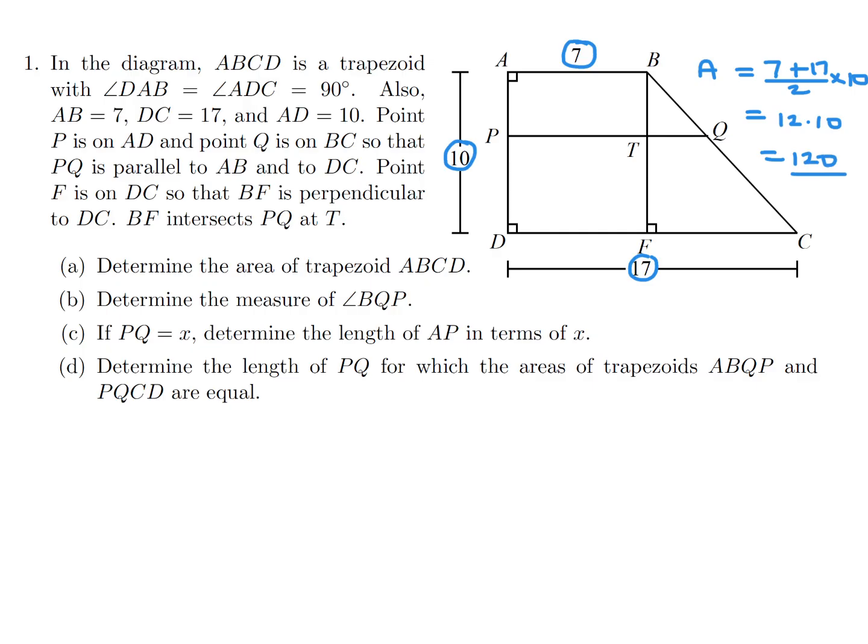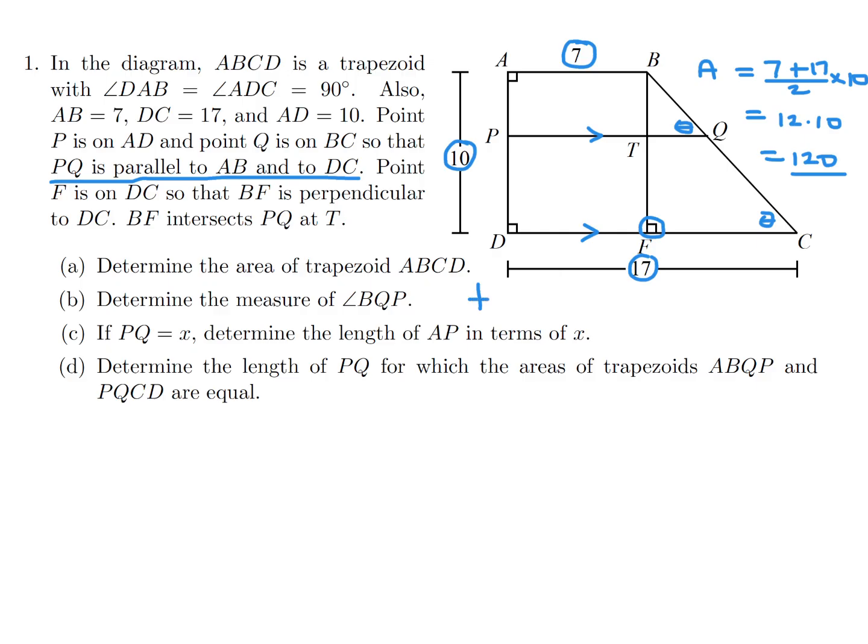Determine the measure of angle BQP. BQP, so this angle right here. Is that the correct angle? Yeah, it is. Well, since PQ and DC are parallel, right? PQ is parallel to AB and to DC. So this is parallel to that. So that means, based on those angle rules, that this is also theta. And this is a right angle, so that's great.